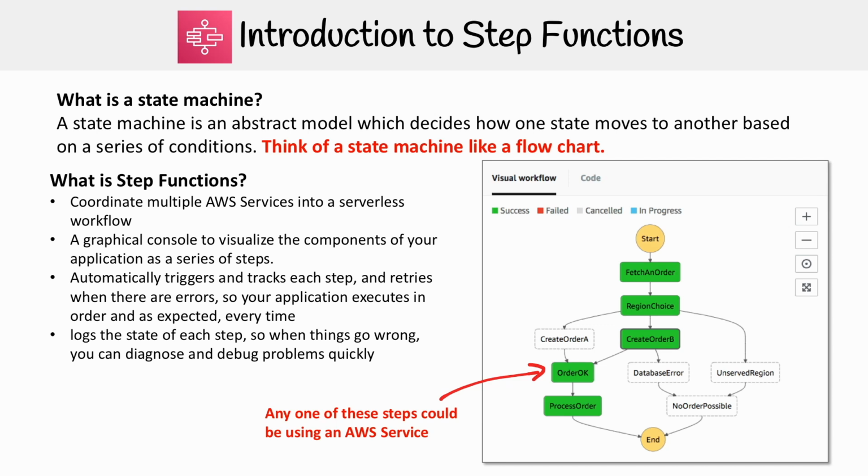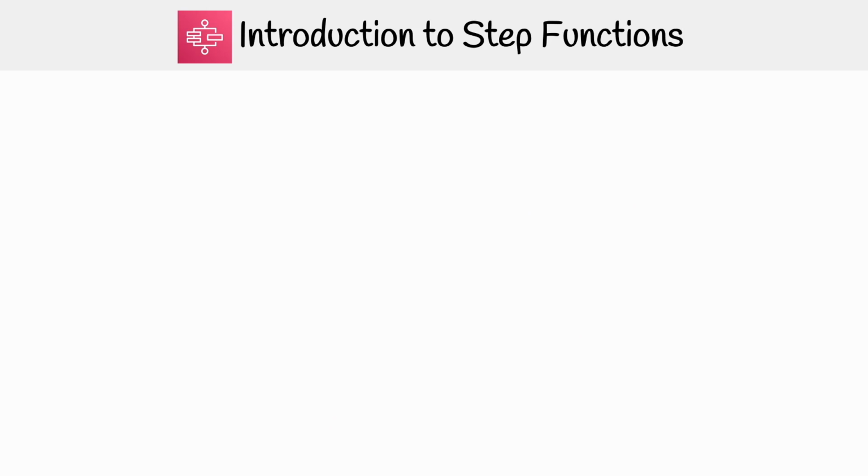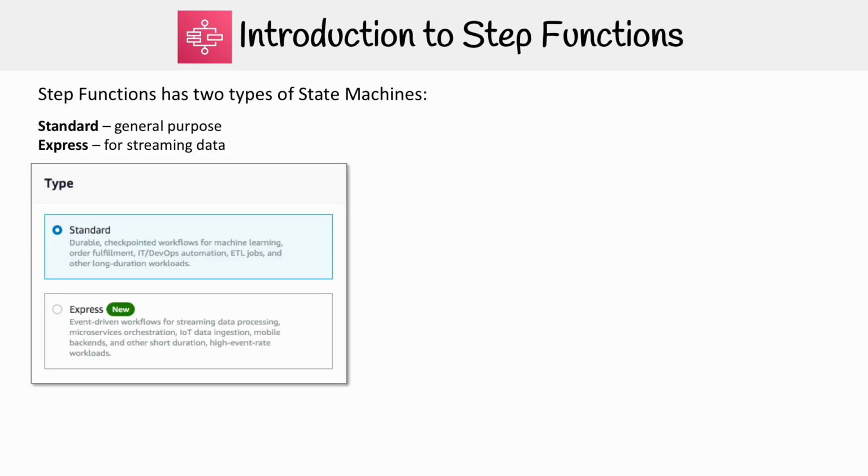And so here's an example from step functions where we have this visual workflow here, and you can see there's a bunch of different steps, and it might not be clear what underlying AWS services are being used in those steps, but you can code in pretty much a handful of services there, which we'll dig into more right now.